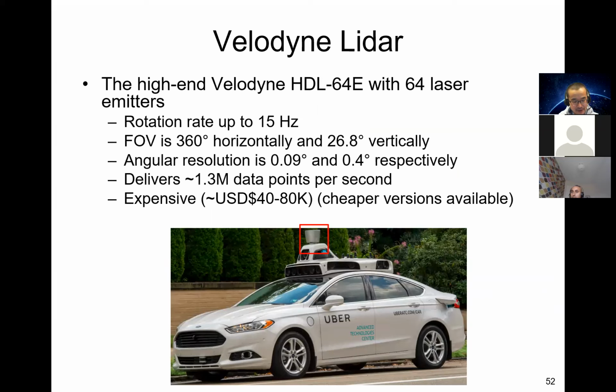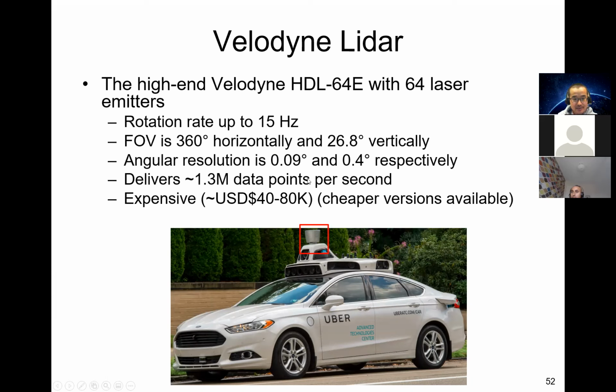So the most well-known LiDAR company is Velodyne. Here's Uber's car with a Velodyne LiDAR on top. So it's a high-end Velodyne with the model name HDL-64E with 64 laser emitters. It rotates at a high speed, up to 15 Hertz. That is 15 rotations per second. So the field of view is 360 degrees horizontally because it rotates, and 26.8 degrees vertically.